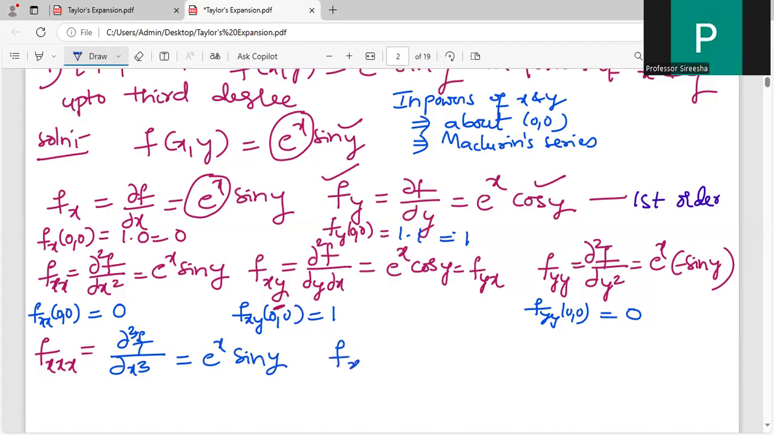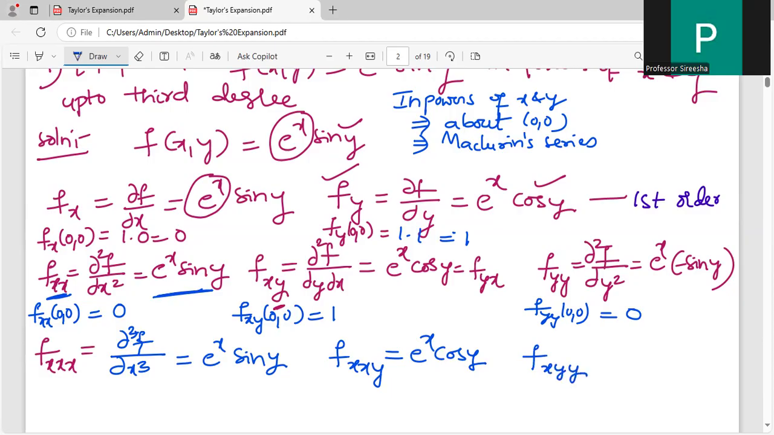Next, f_xxy. Already with x I have done twice here. This is the one, guys. Now I'll be doing that with respect to y. So the resultant f_xx is e power x sine y. This with respect to y would give me e power x sine y, derivative is cos y. Clear? Right.